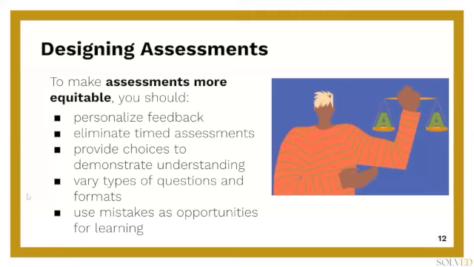So as you may have seen in some of your reading, to make assessments more equitable, some things we could be doing in our classrooms are to personalize our feedback to our students, to eliminate timed assessments, provide choices to demonstrate understanding that fit each student's learning style, vary the type of questions and formatting of questions that we ask, and most importantly, using mistakes as opportunity for learning.